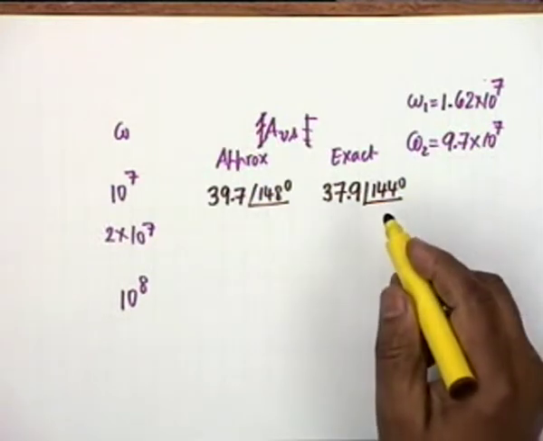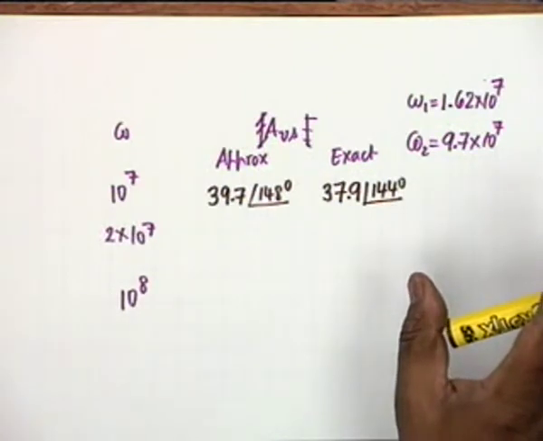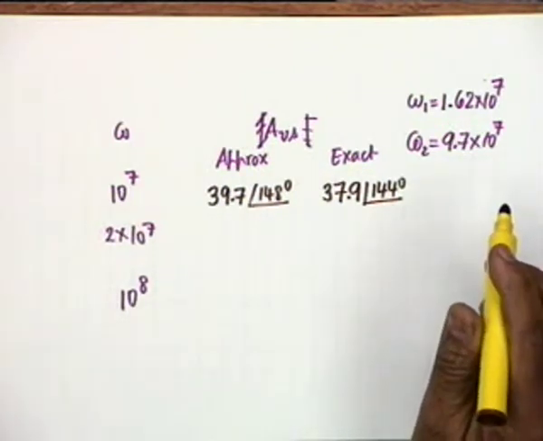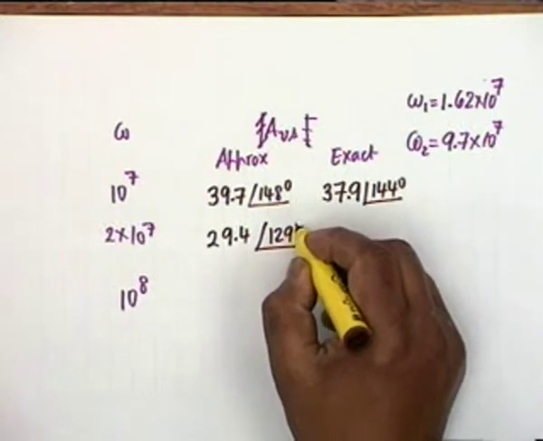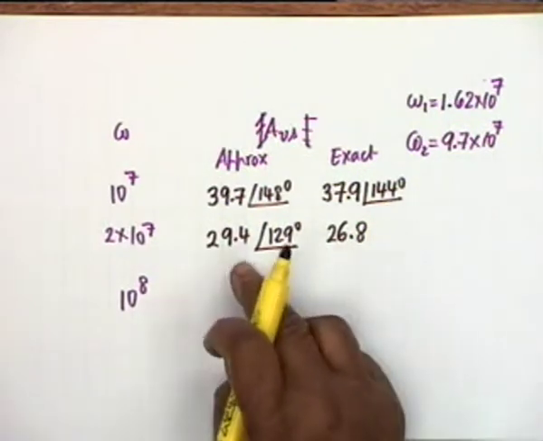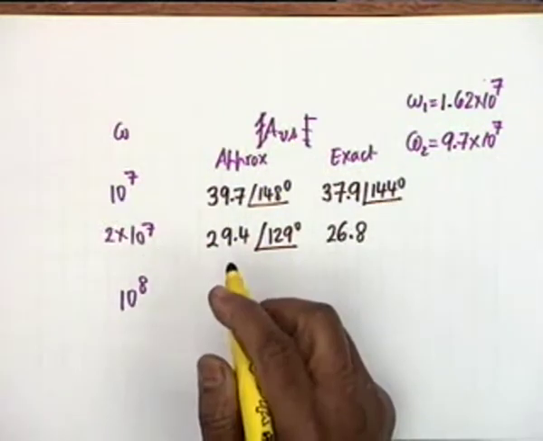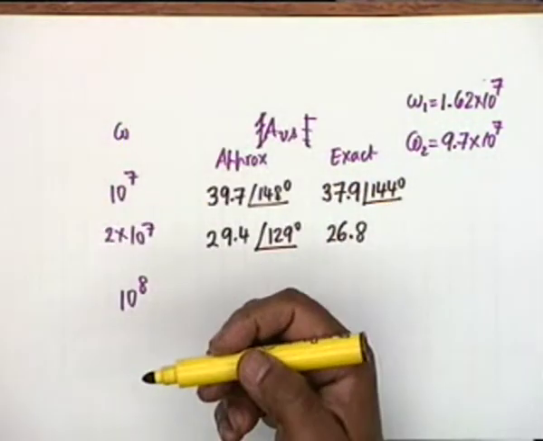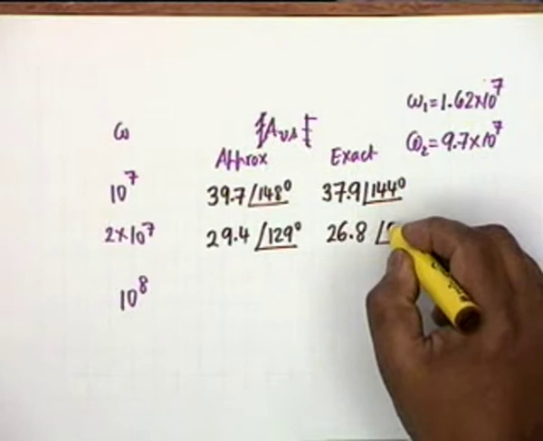You can calculate the percentage error, but you see they are reasonably good approximations. At 2 times 10 to the 7, do you expect the gain to be more than 39.7 or less? Less. The value is 29.4, angle 129 degrees, and the exact is 26.8. You see the error is increasing. Why? Because you are going closer to omega 2. If we had calculated at 10 to the 6, the error would have been much less. So 26.8, and the angle is 124 degrees.